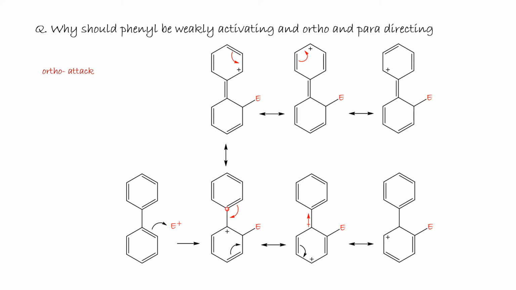Why should phenyl be weakly activating and still also ortho-para directing? If you look at the ortho attack, the electrophile will be connected to the ortho carbon and the positive charge is in here. When we have a positive charge in here, it can be delocalized into the other ring, and we will end up with 6 resonance structures. You can try it yourself.